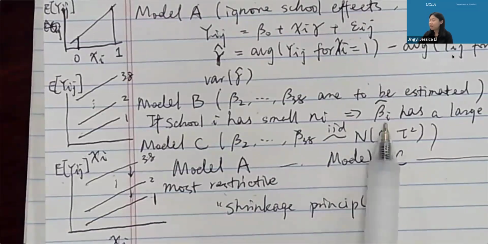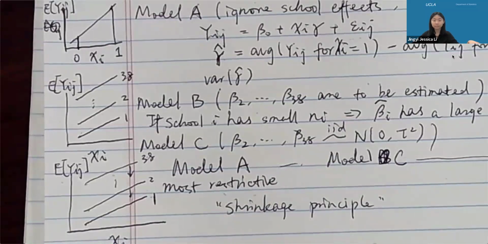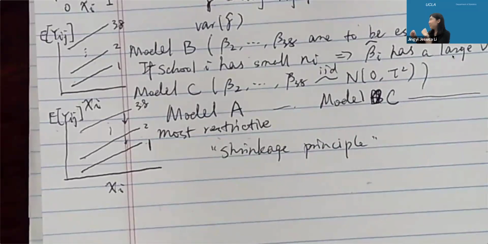It's because we set beta 1 to 0 for identifiability. That's the reason. Yeah, the reason is we set beta 1 to 0. But you made a very good point. I think your point is correct.